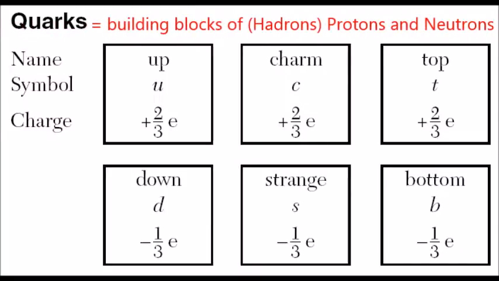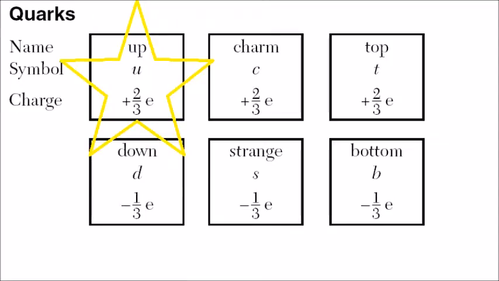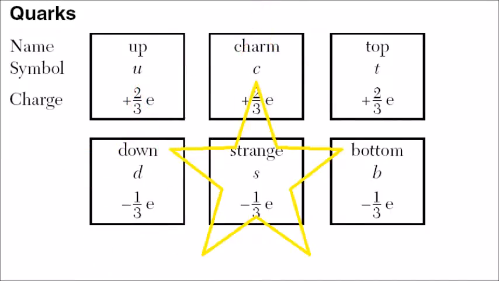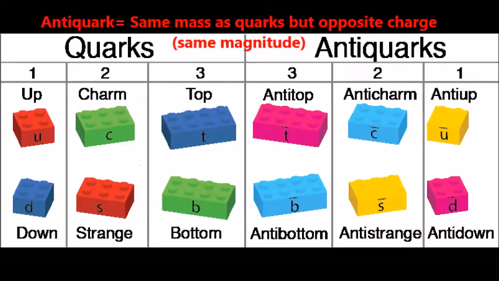Firstly, quarks. On the most elementary level, quarks are essentially the building blocks of protons and neutrons. There are 6 types or flavors of quarks known as up, down, charm, strange, top, and bottom. Additionally, for every quark, there is an antiquark with the same mass but opposite charge.